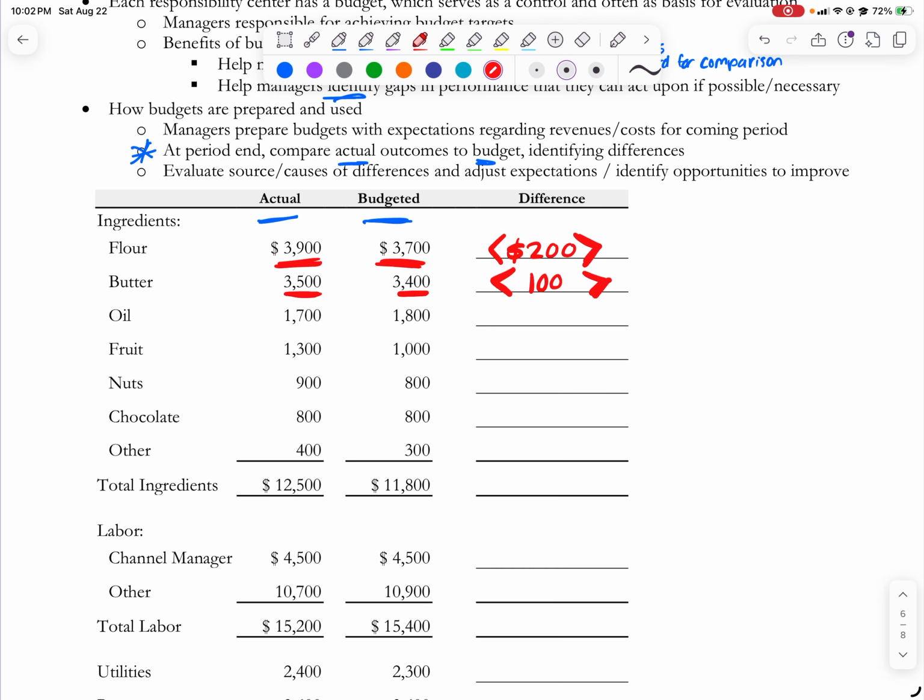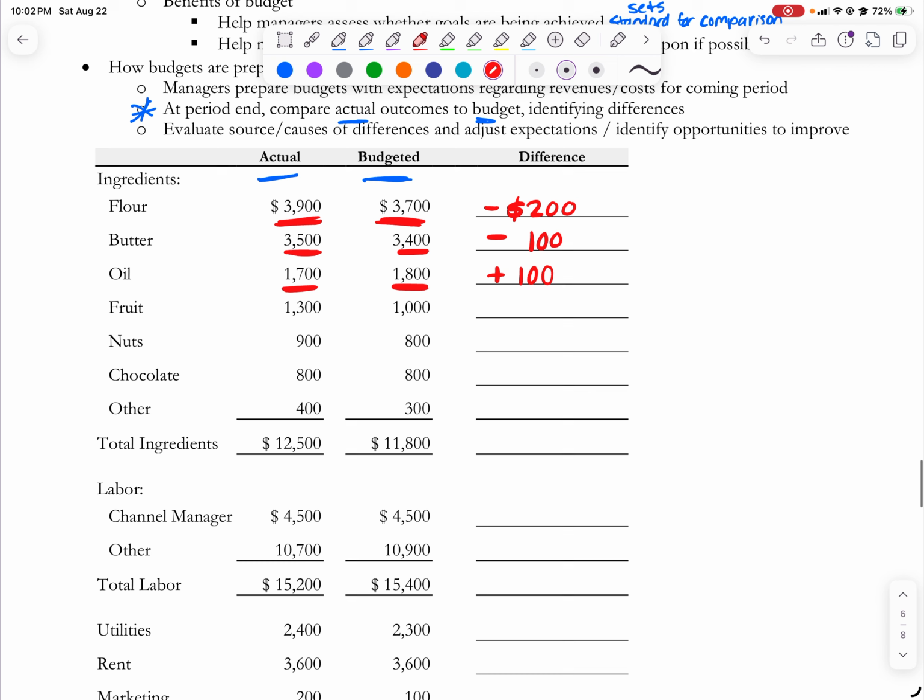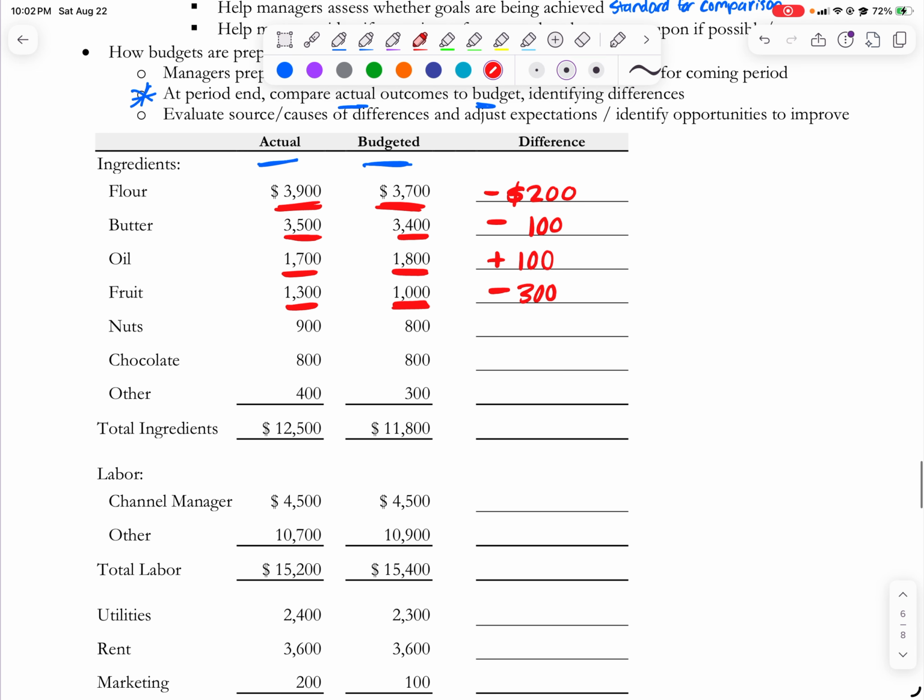of $100. For oil, thought I would spend $18. Ended up spending less. That would have a positive impact. I spent less than expected, so I saved money. For fruit, thought I would spend $1,000, ended up spending more at $1,300, so I spent $300 more. That's a $300 negative effect.